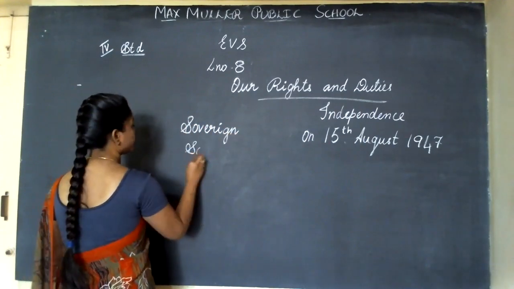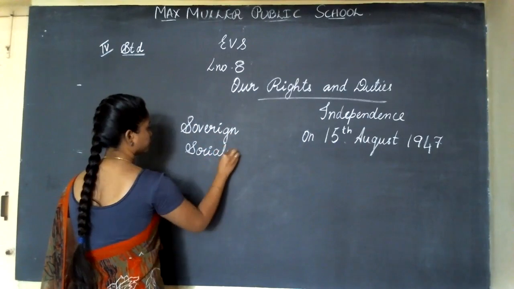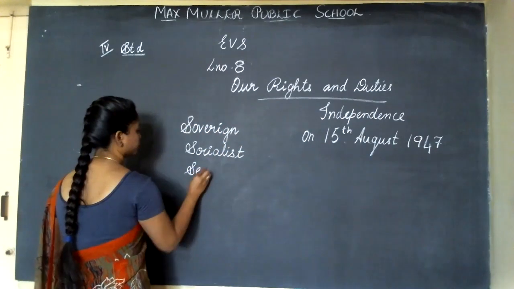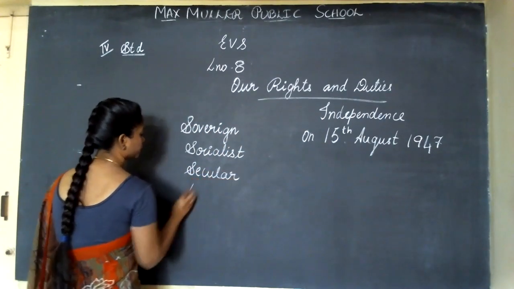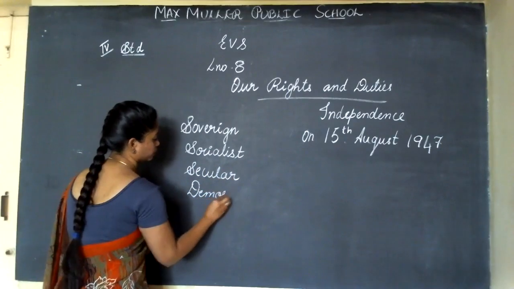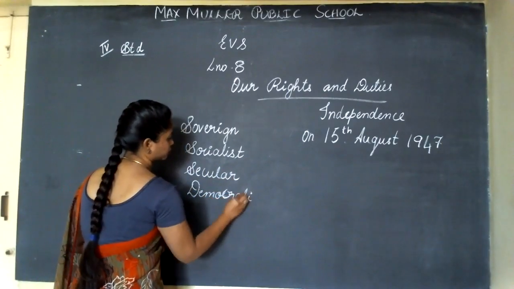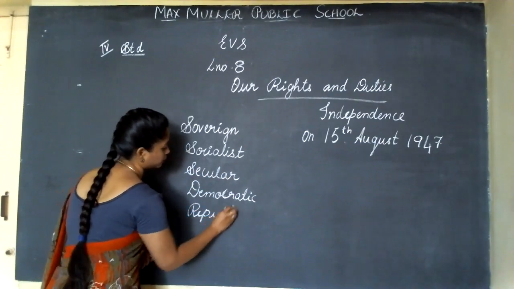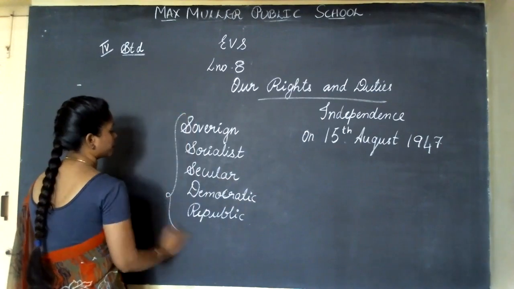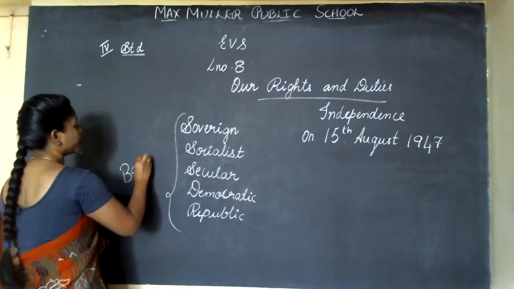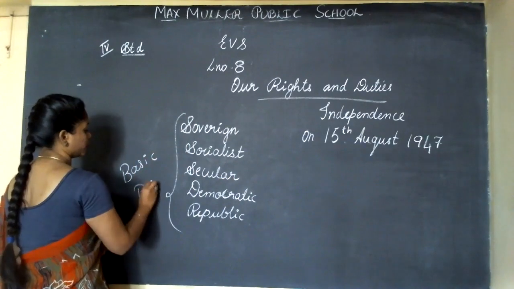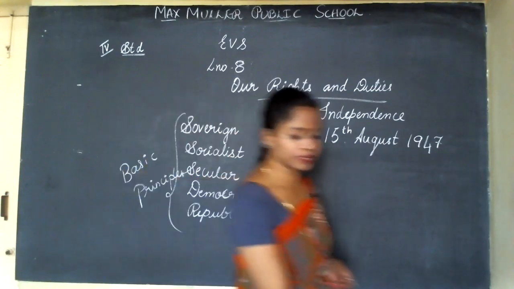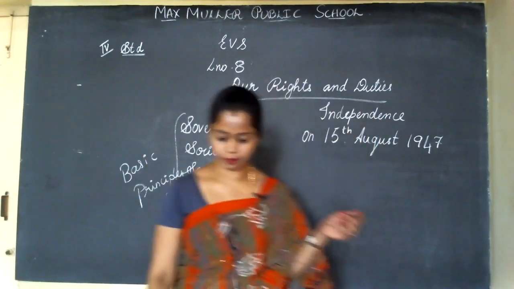Sovereign, socialist, secular, democratic and republic. These are the basic principles of our country.